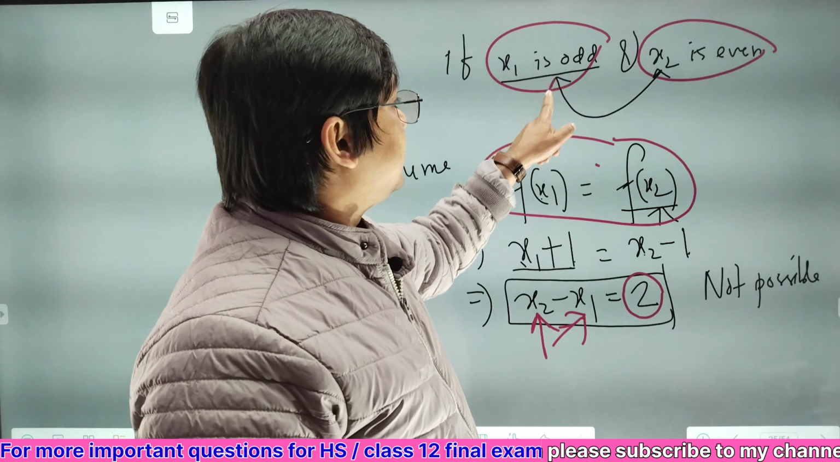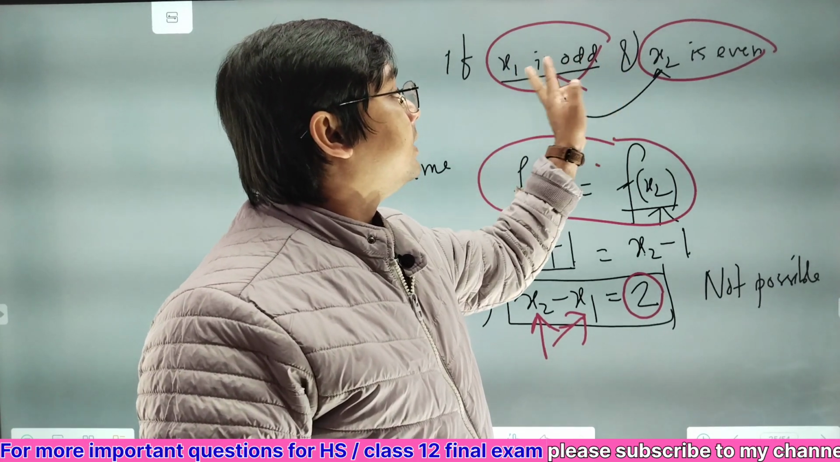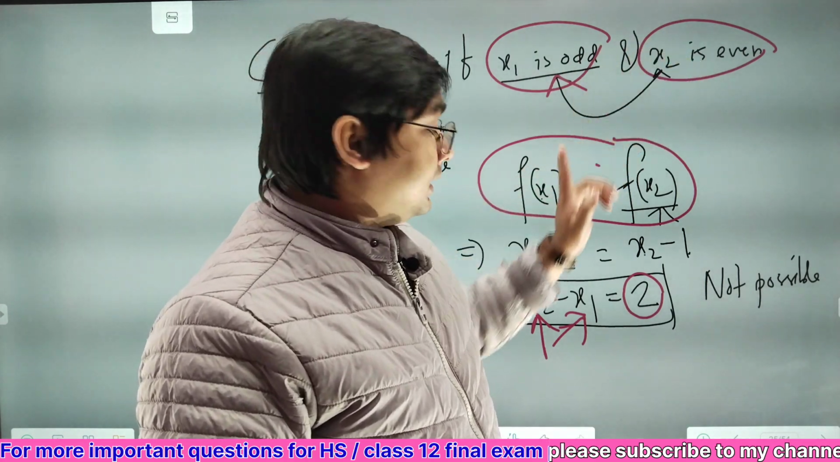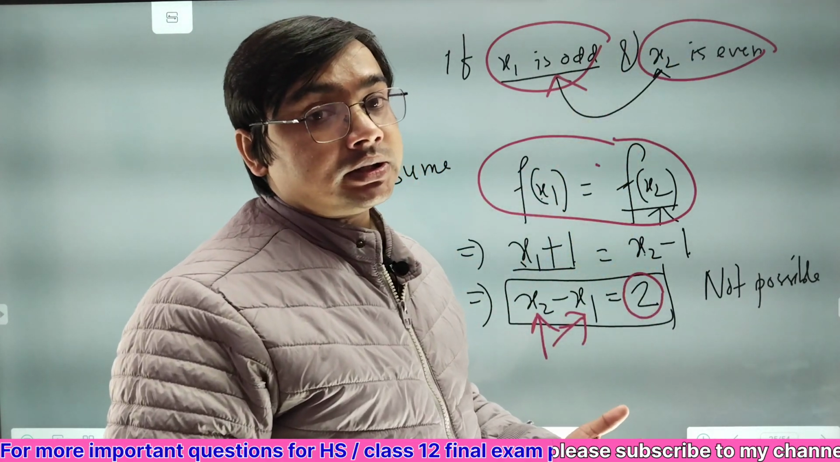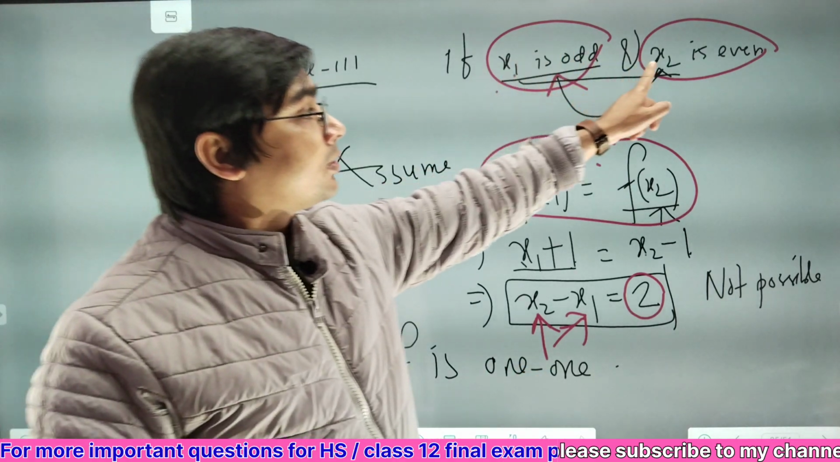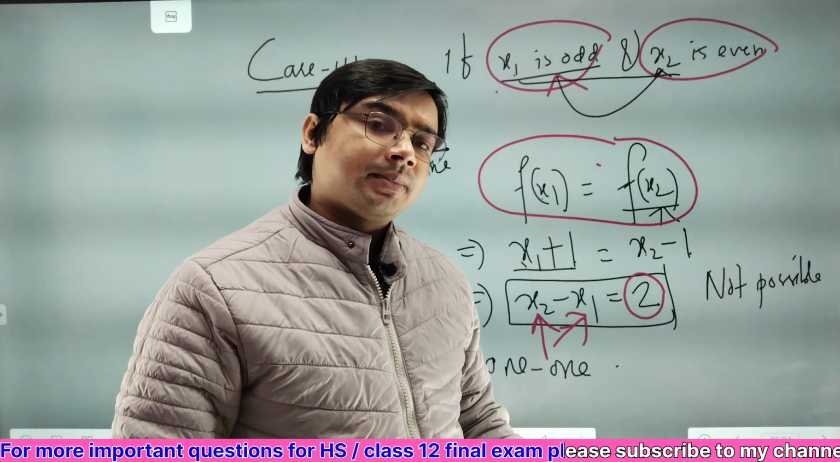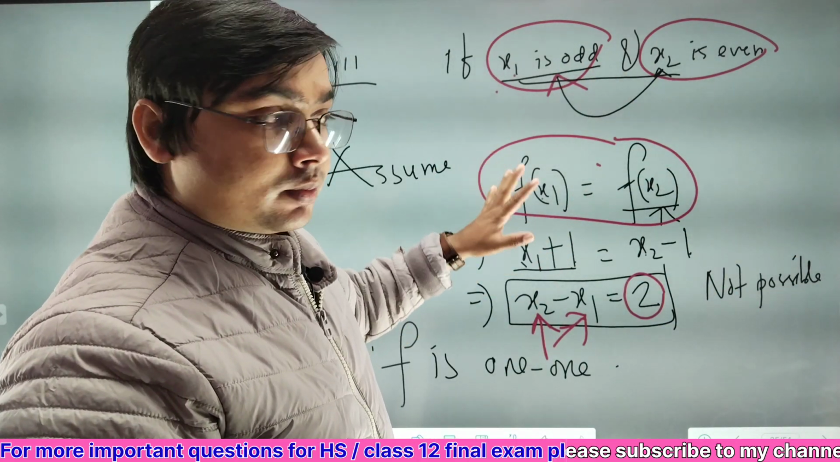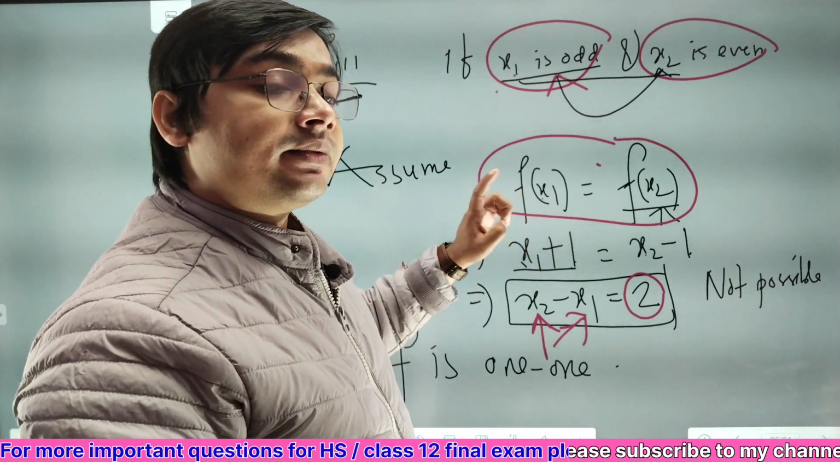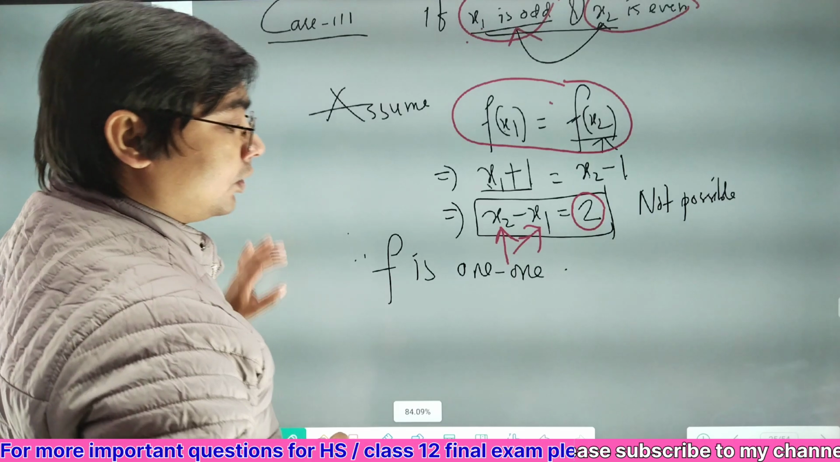That means if x1 and x2 are such that one of them is odd and the other is even, then their images are also distinct. That's one case. Consider x1 even and x2 odd; then the same thing will happen. In all cases we see the function is 1-1. That means we can say this function is one-one.